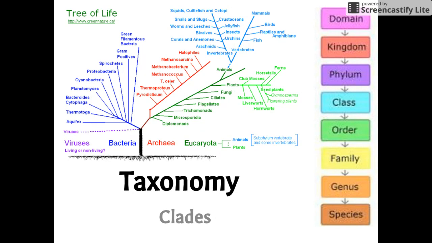The hierarchical classification of organisms consists of the following levels, beginning with the most general or inclusive. That would be domain. Then we have kingdom, phylum, class, order, family, genus, and species. Each categorization at any level is called a taxon.